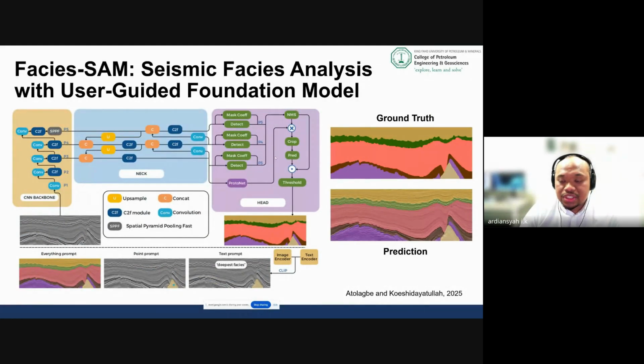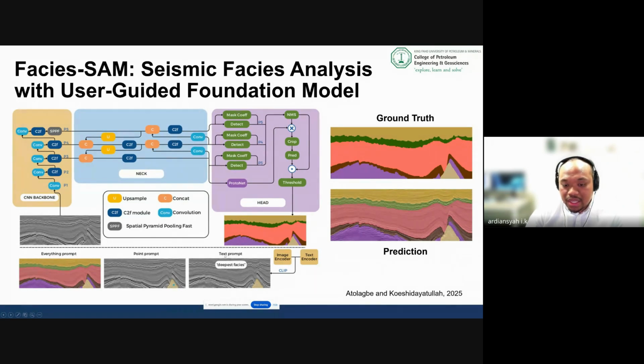Again, this is mostly on seismic. Now we can also do seismic facies analysis directly. You see here, for example, I can just use a point prompt. I can just highlight the area that I want to analyze, and it will highlight what exactly it is, what kind of seismic facies.